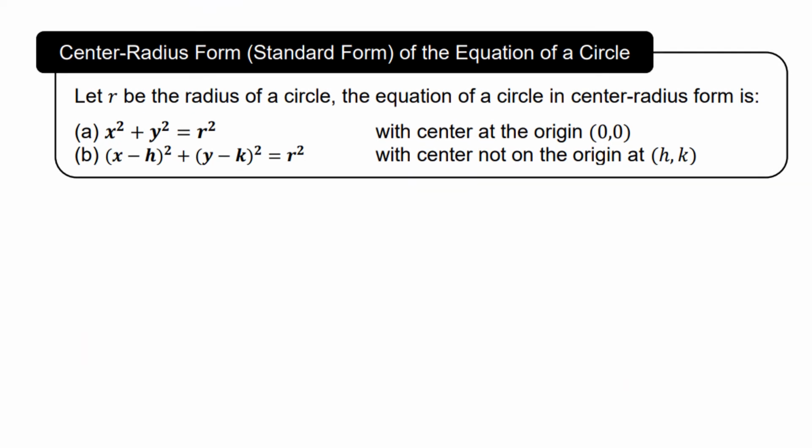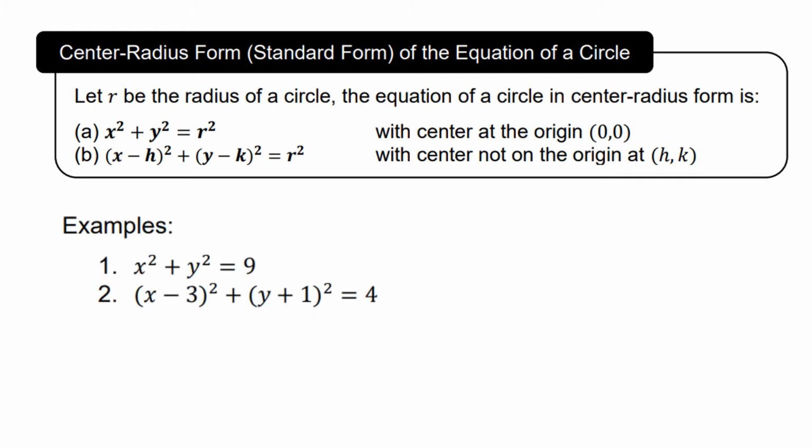So to recall, the center radius form or the standard form of the equation of the circle is given by x squared plus y squared equals r squared, wherein r is the radius of the circle and the center is at the origin or 0, 0. So yung letter B naman, this is actually the center radius form or the standard form of the equation of the circle if the center is not on the origin, or you can say h and k. So the equation will be x minus h squared plus y minus k squared equals r squared.